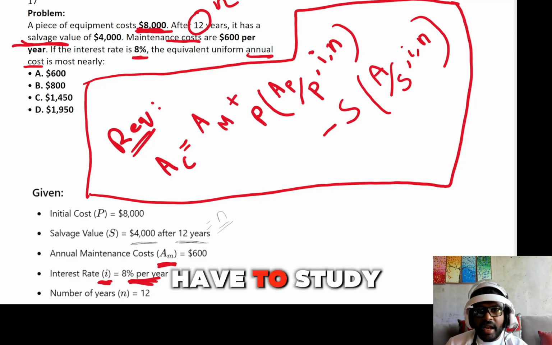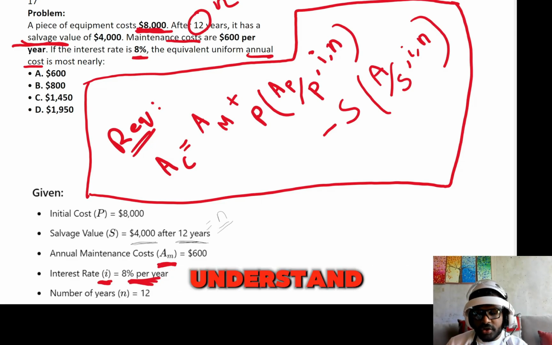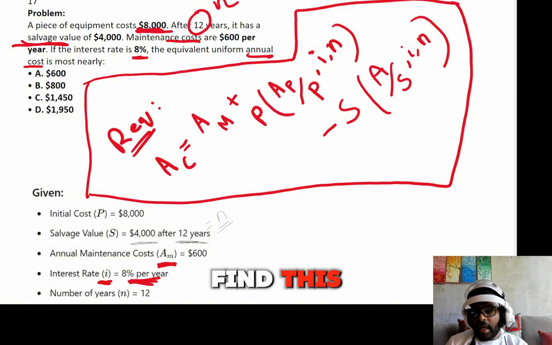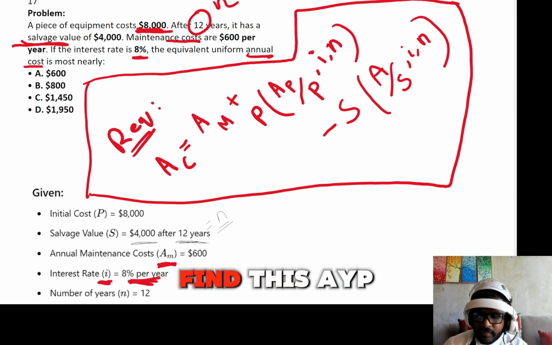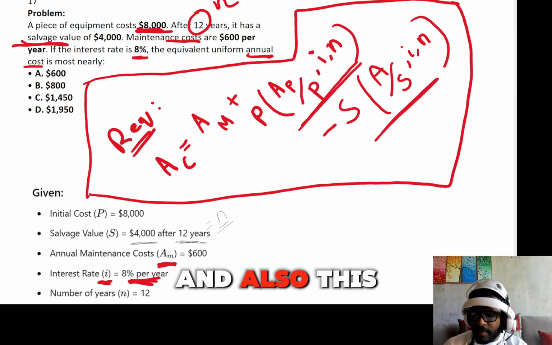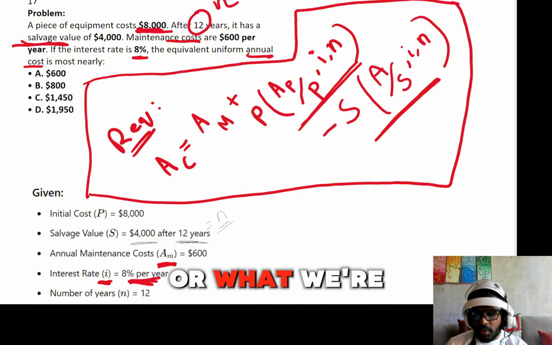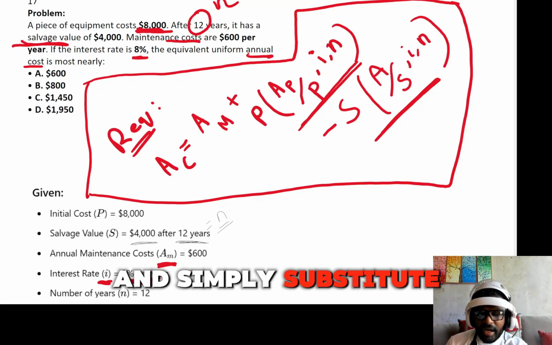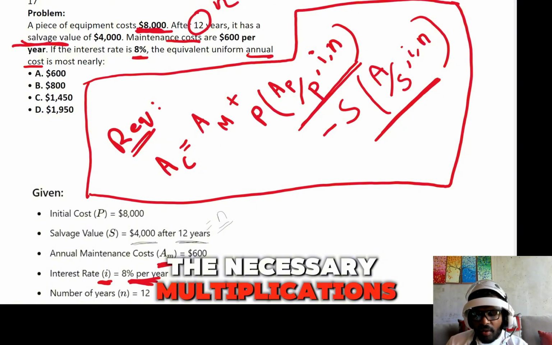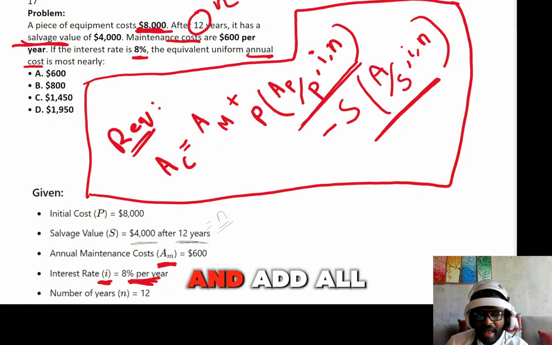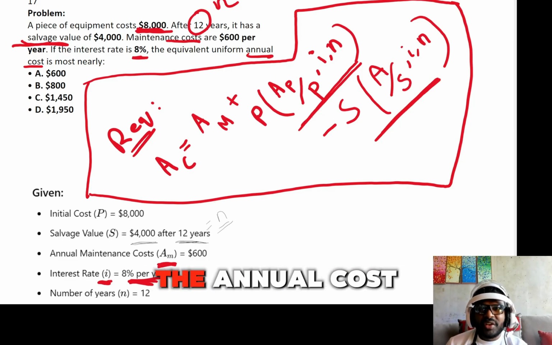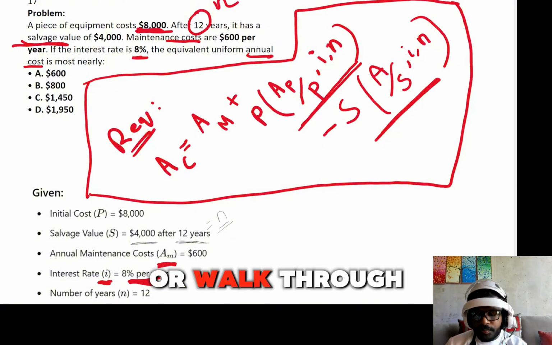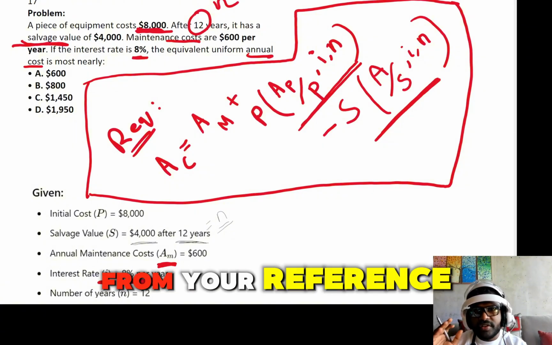Okay, so first you have to study and understand the problem. You have to understand, is the cost coming into your pocket or going out of the pocket. Then you will be able to find this. Now let me give you an overview about how to find this A by P and also this A by S factors. What we're going to do is we'll find this A by P factor and A by S factor and simply substitute and do the necessary multiplications. So once you multiply and add all these factors together, you will simply get the annual cost. It's very simple problem. But let me walk through how to find these factors from your reference manual.